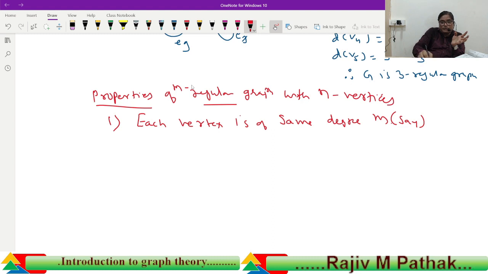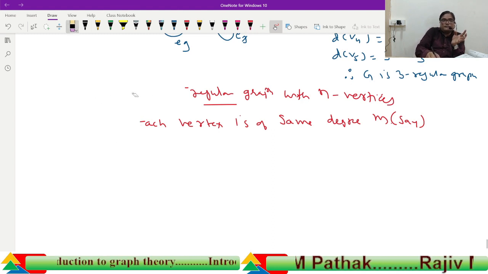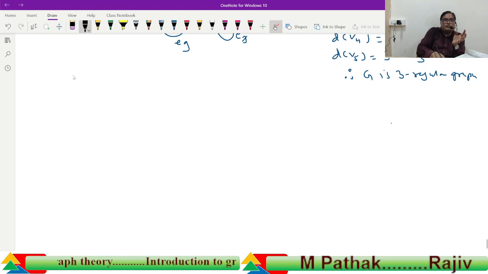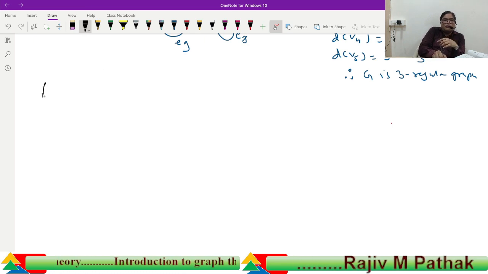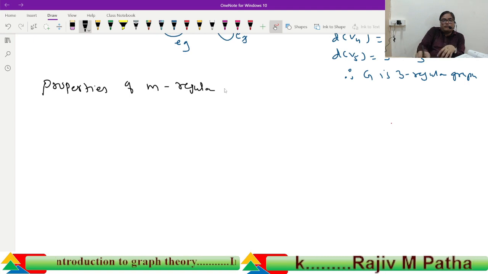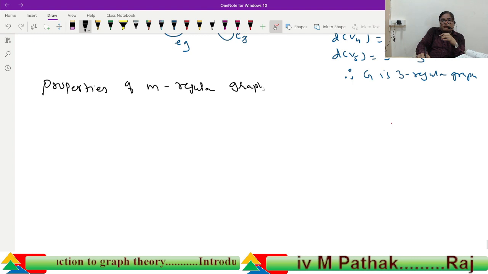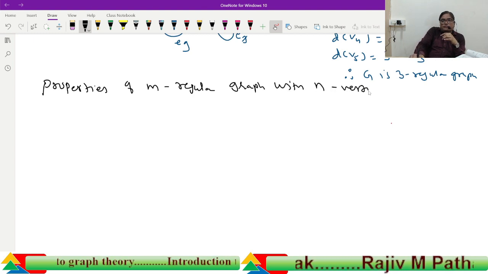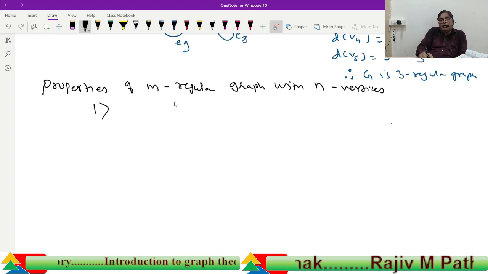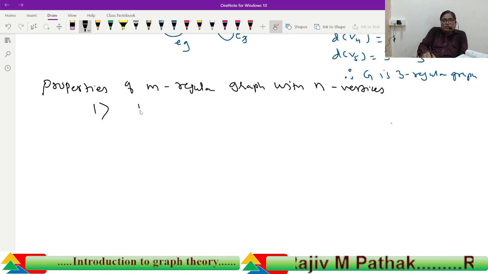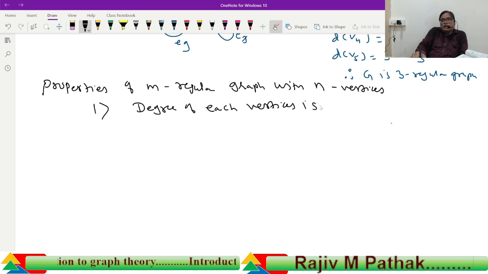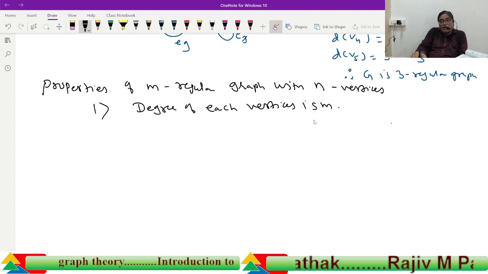Properties of an m regular graph with n vertices. So the first property is what? Because we know that the graph is m regular, by definition of a regular graph, the degree of each vertex is m. Is it clear? Because here it is an m regular graph. Now we have to find the number of edges.